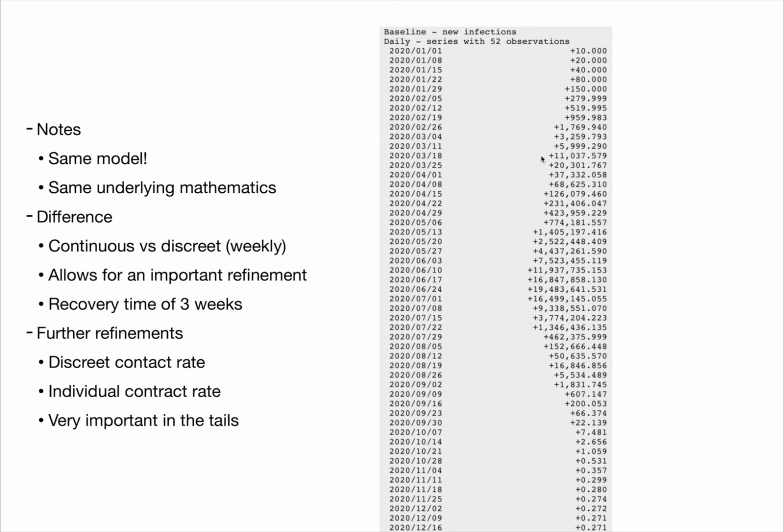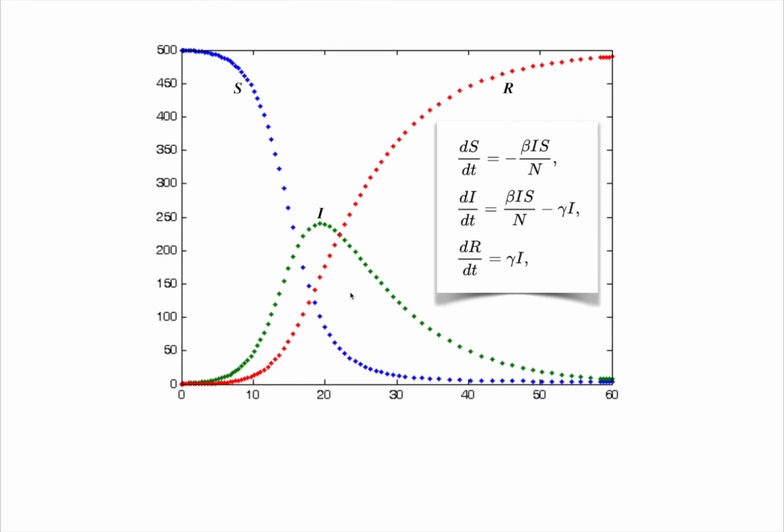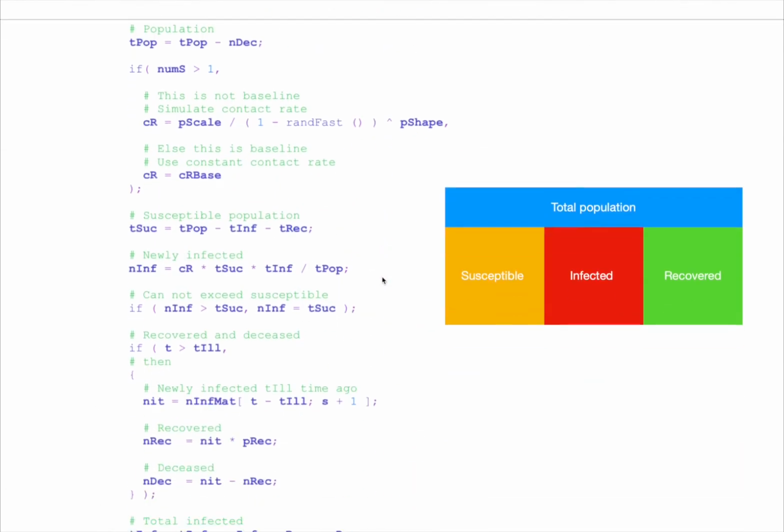And I think this also is a good enough approximation. However, if you really want to zoom in on the tails and you really want to think about recovery and so on, then I think you need these kind of refinements.